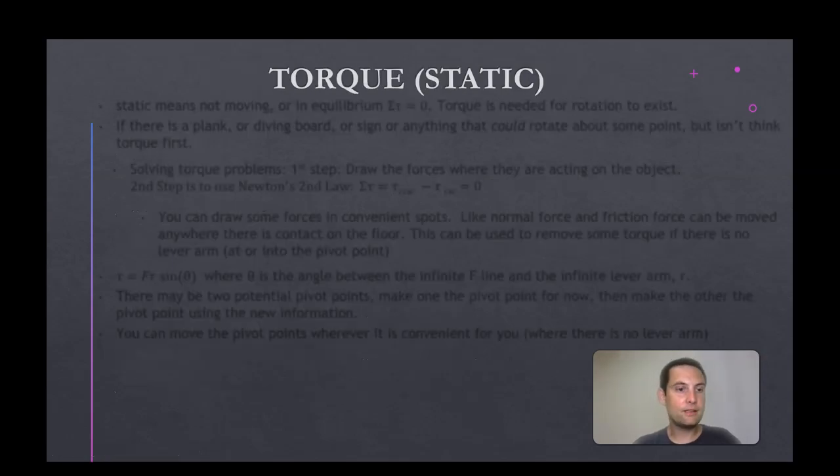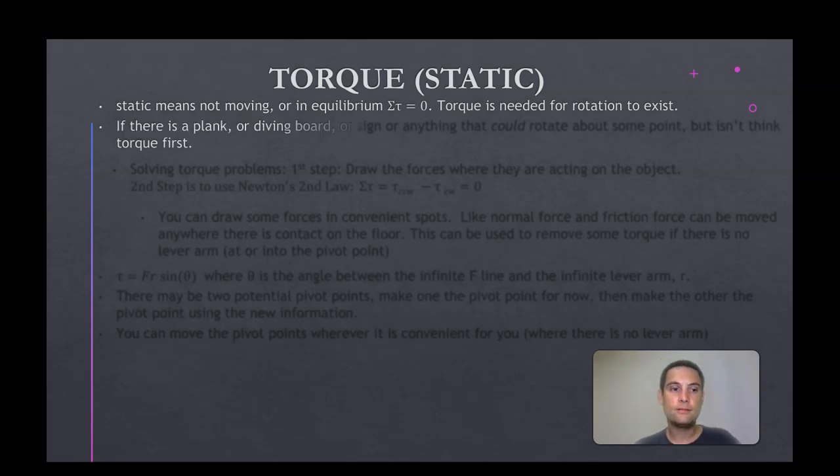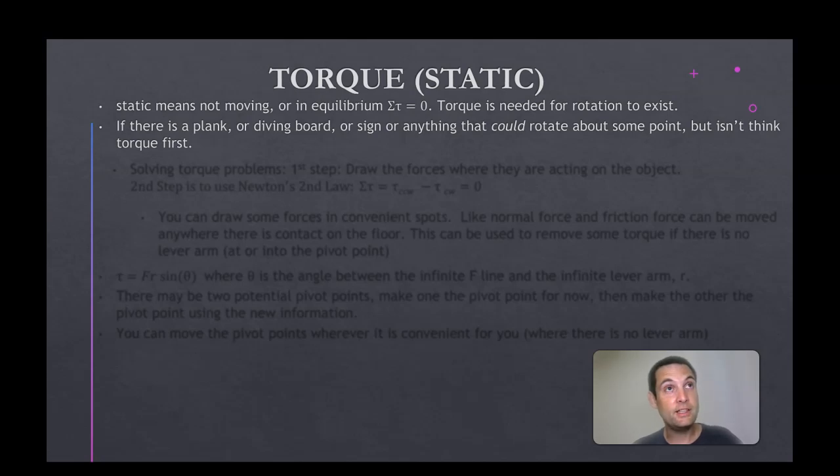Torque, static. Static means not moving or in equilibrium. So our net torque equals 0. Torque is needed for rotation to exist. And net torque is needed for rotation to start or stop.